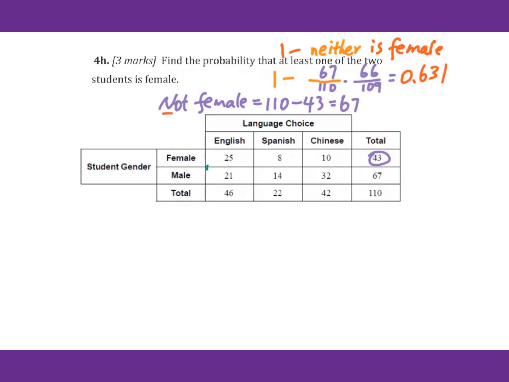For 4H, find the probability that at least one of the two students is a female. From this table, we know not female, we use 110 minus 43 equals 67. For at least, we have to use 1 minus. Neither is a female, so we use this one, and get 0.631.